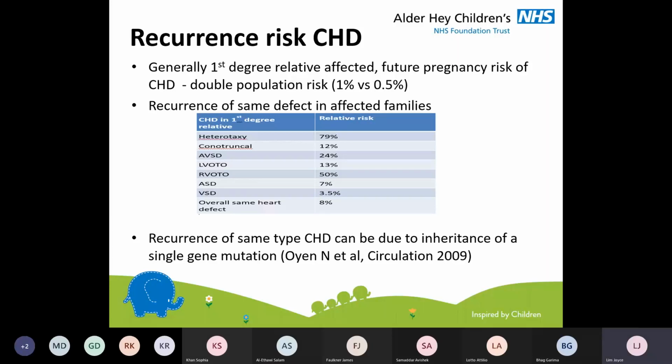Overall, the recurrence of the same defect in the families is about 8% if you take into account all congenital cardiac disease. And the main factor for recurrence of the same type of congenital heart disease can be attributed to inheritance of a single gene mutation. And as I said, with more advanced genetics that we have now, we're able to find out more and more about such problems.